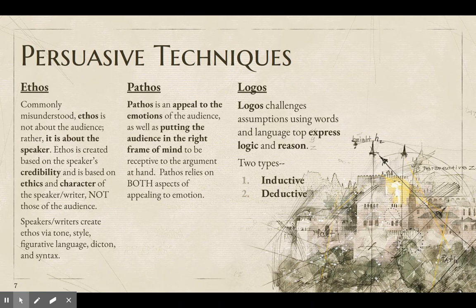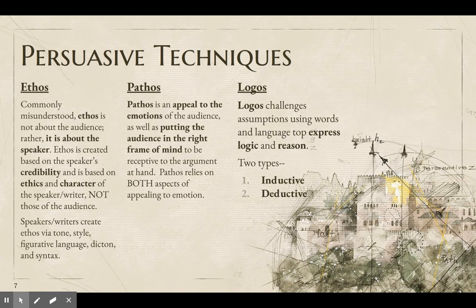So ethos, which is the most misunderstood of all three, is not about the audience. Ethos is about the speaker. Ethos is about the speaker's credibility. Can you believe what this person is saying? So that's developed through their ethics, belief system, their character, the way they speak, sometimes their job. So people who are doctors automatically have ethos when it comes to talking about health, right? So I have ethos when it comes to talking about English. You pretty much trust that I know what I'm talking about.